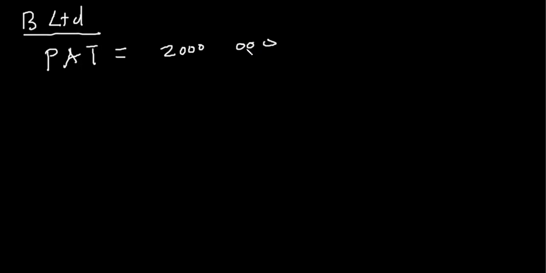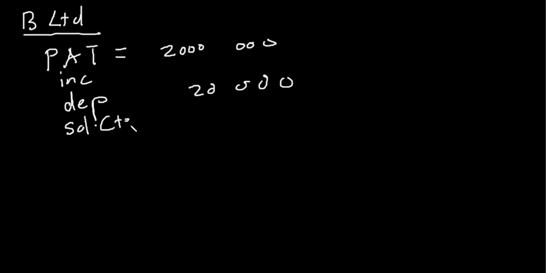So let's assume that you've got an entity B Limited, and B Limited, we're told there's a profit after tax of 2 million. We are also told that included in this 2 million, right, is depreciation of 20,000. We're also told that their salaries, however, these are of temporary staff, which are sitting at 50,000. So these are the costs. We're also told there was a loss in the year, and the loss was 500,000.